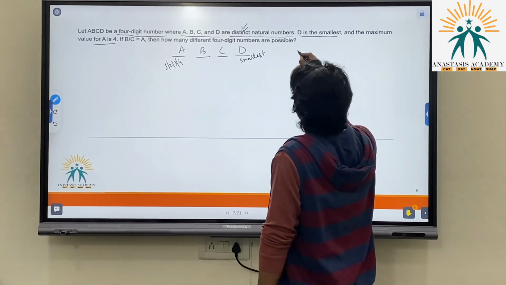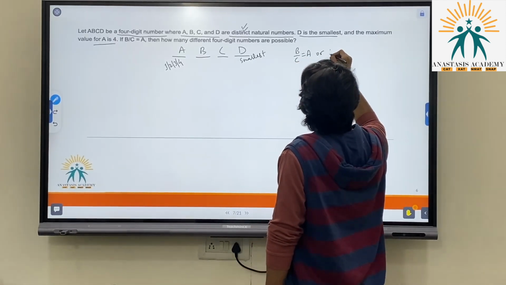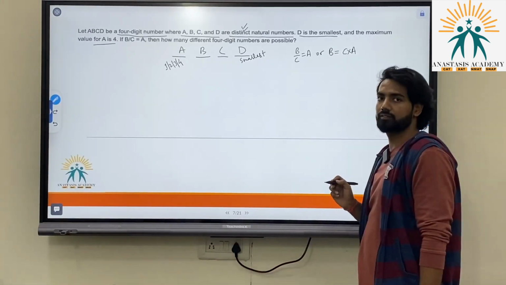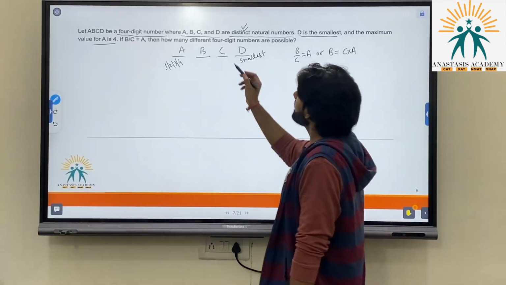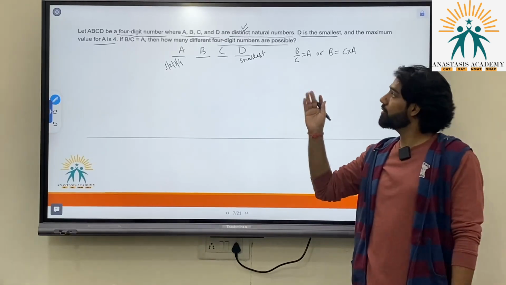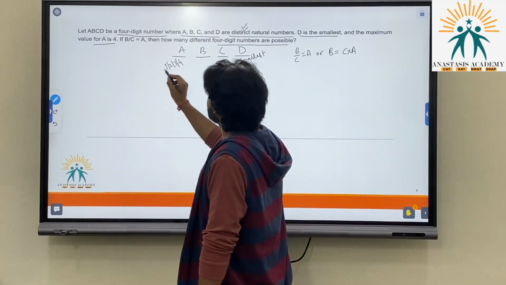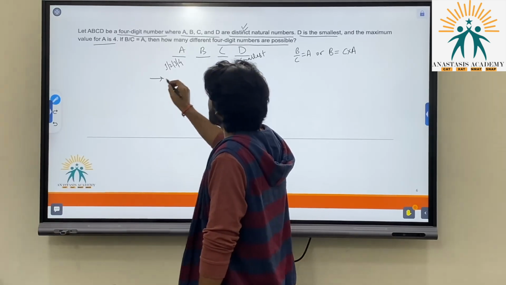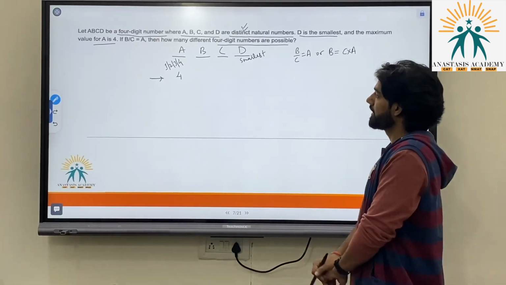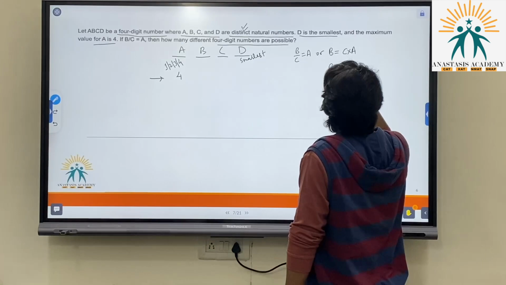Also we are given B by C is equal to A, or I can write B as a product of 2 digits, C into A. Okay. Now, how many different 4-digit numbers are possible? I have to find out how many 4-digit numbers are possible. So I have to make cases now. Taking the first case, when I am taking A as 4, B becomes C into 4.